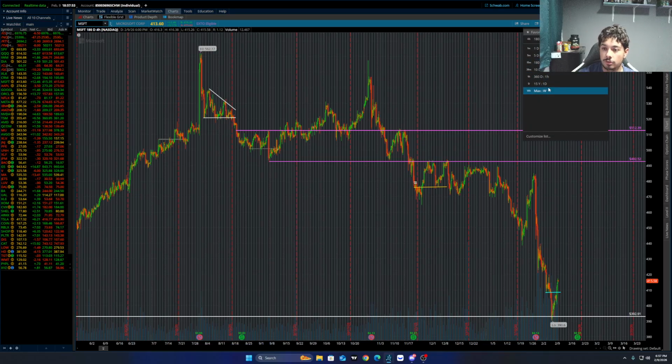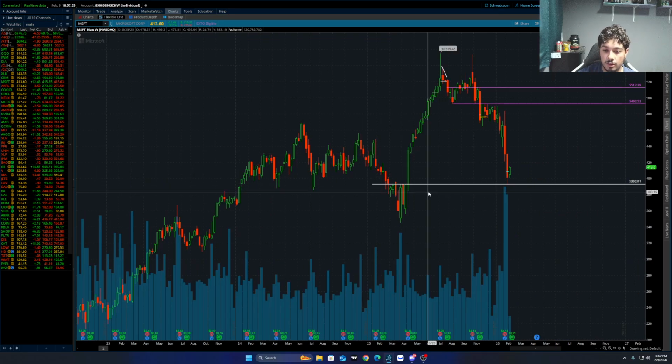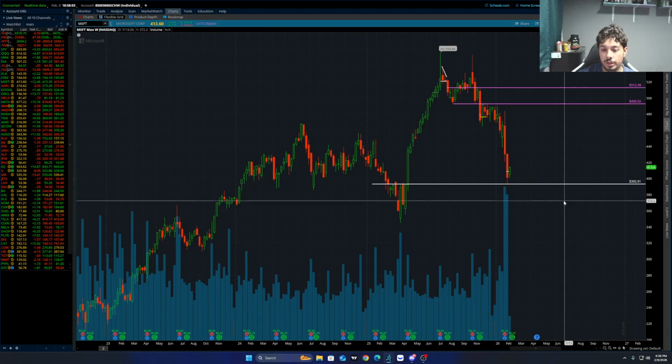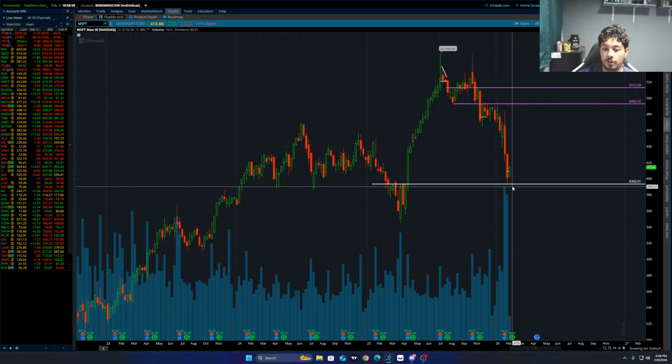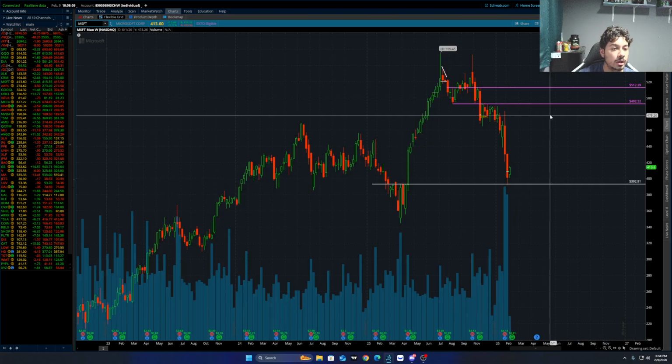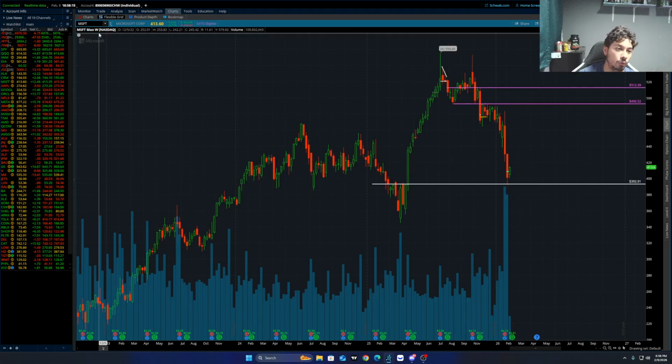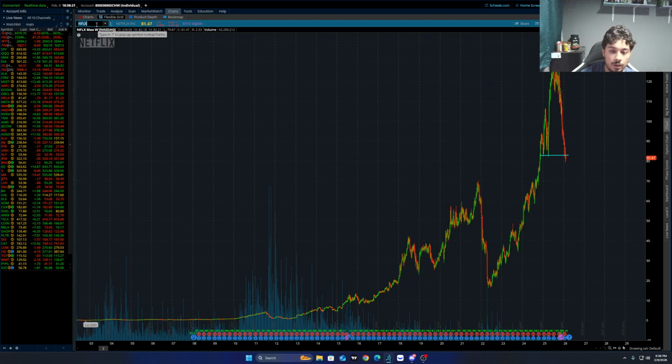Microsoft. What's going on with Microsoft? Like I said, we got our previous resistance turned support. Now, guess what? We have our falling knife. We have our support level here. And guess what? It popped right back up. So this started at 392 and it's now at 413. Let's keep it quick. So let's now go to NFLX.